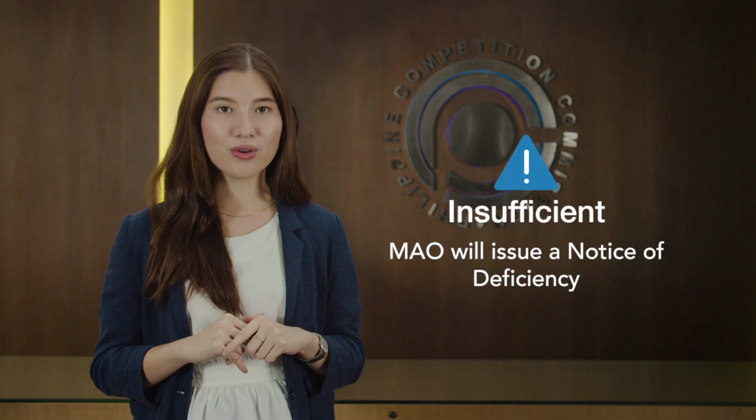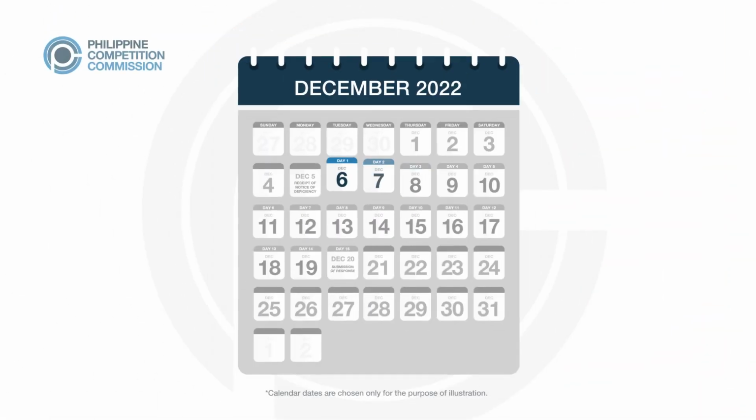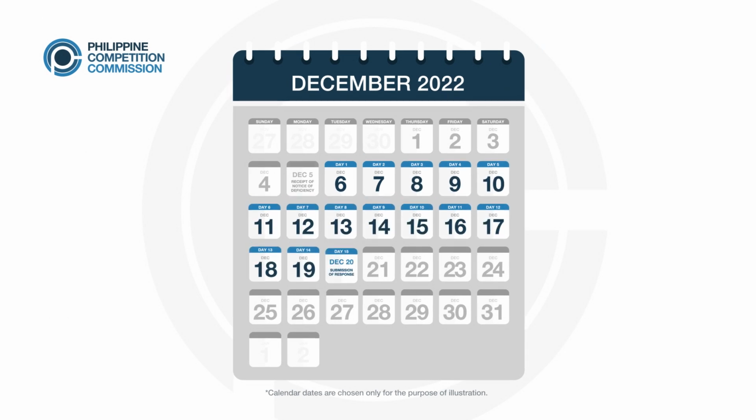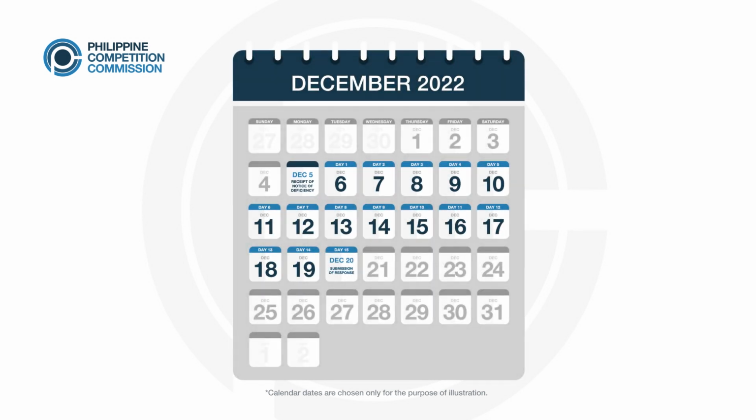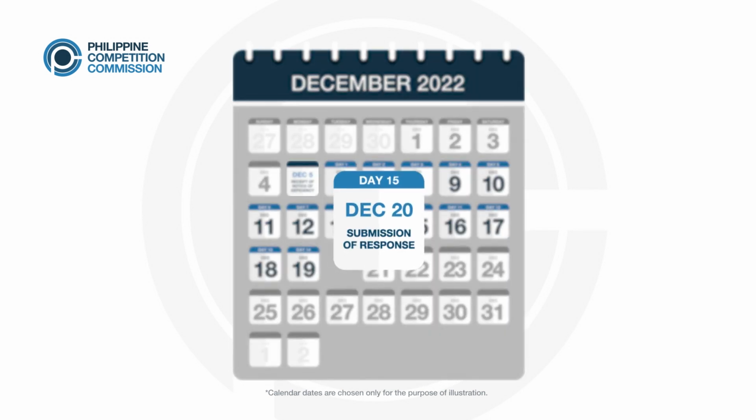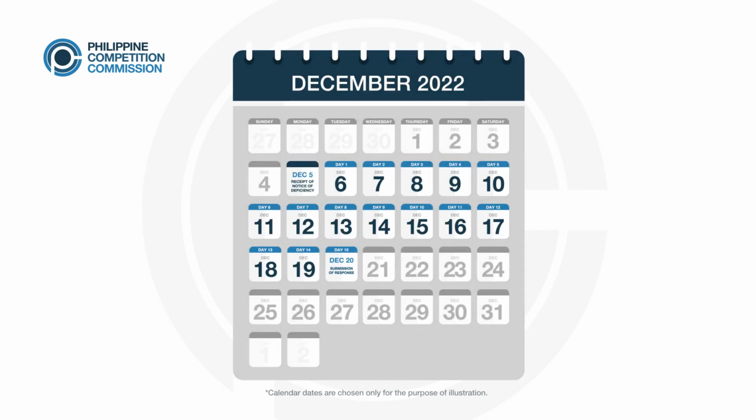If the MAO finds that the notification form or its appendices are incomplete, or if further clarification is required on the information submitted by the parties, the MAO will issue a notice of deficiency. The notifying party is given 15 calendar days from the receipt of the notice of deficiency to submit its response. Upon receipt of the response, the MAO will resume its evaluation of the notification form with the additional documents within the remaining balance of the 15-day sufficiency period.